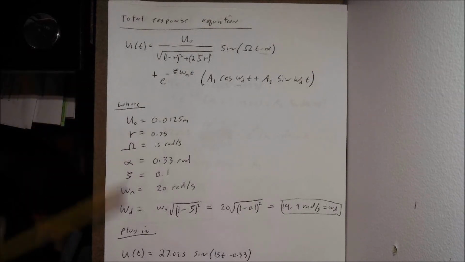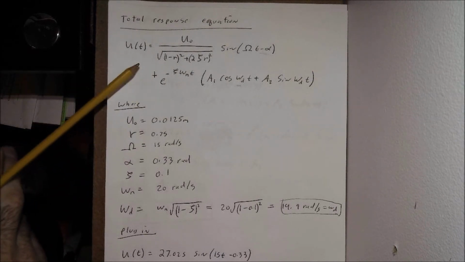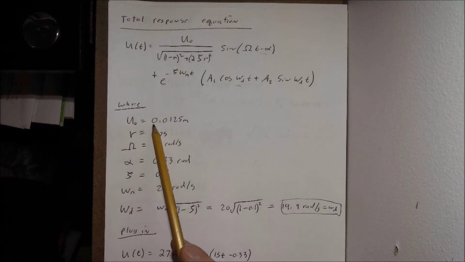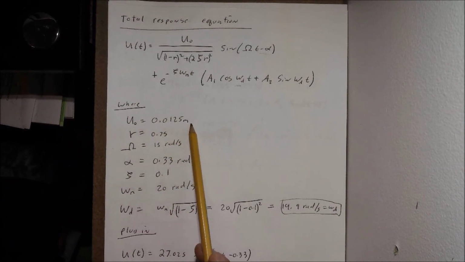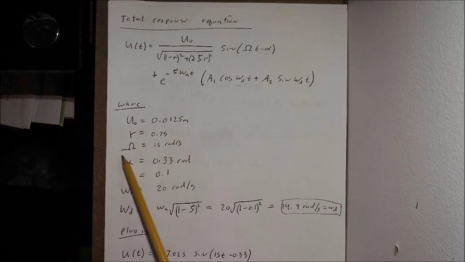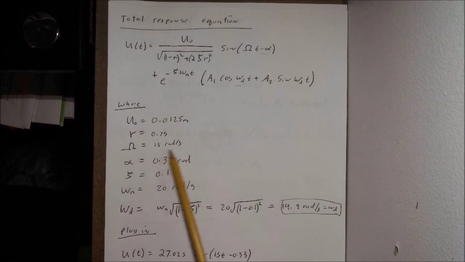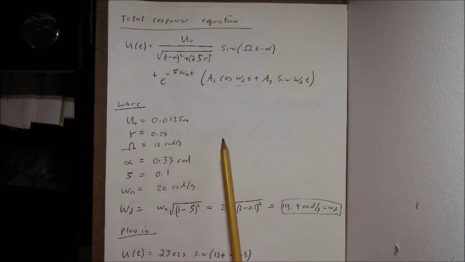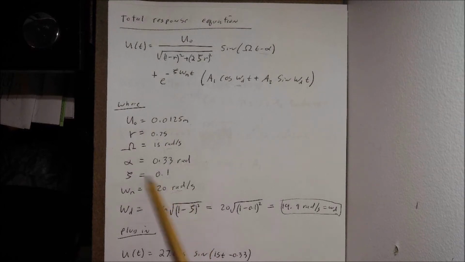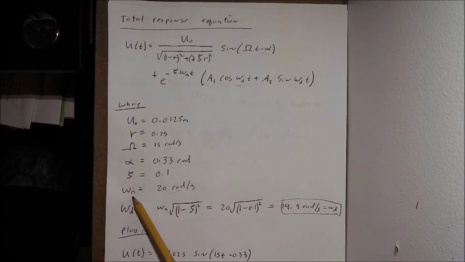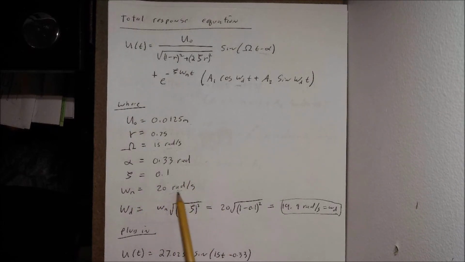So I write out everything I know down here because we have a long involved governing equation up here. We know our u naught is a known value of 0.0125 meters. Our r we found to be 0.75. Omega is given to us as 15 radians per second. Our alpha we just solved for, so if we leave this in radians to keep in line with everything else, we have this as 0.33 radians. Our zeta is given to us as 0.1, and our omega sub n, our natural frequency, is 20 radians per second.